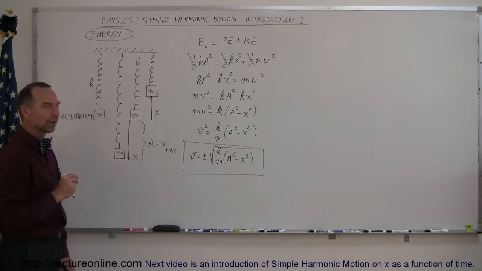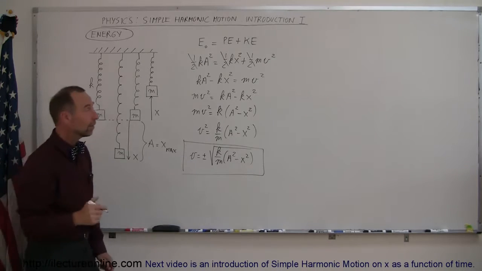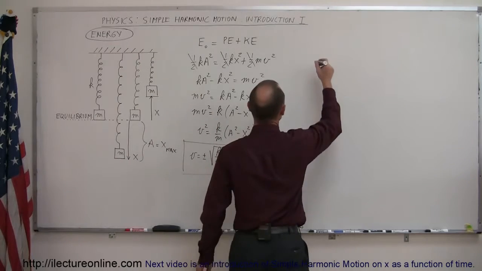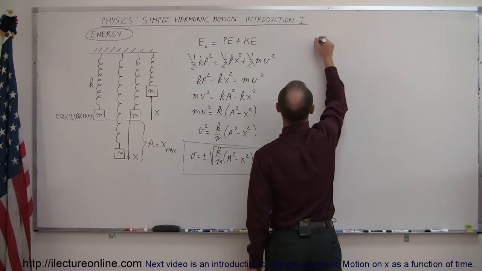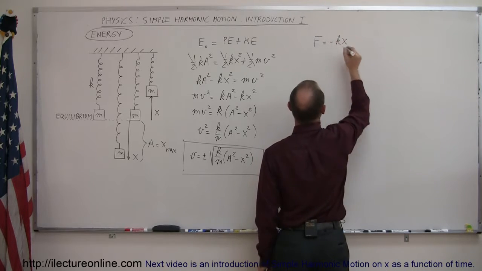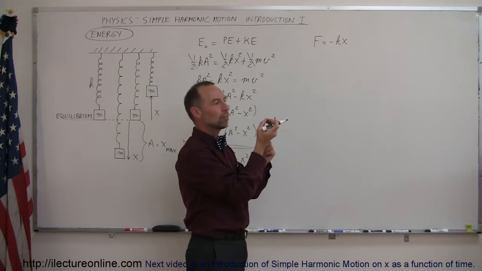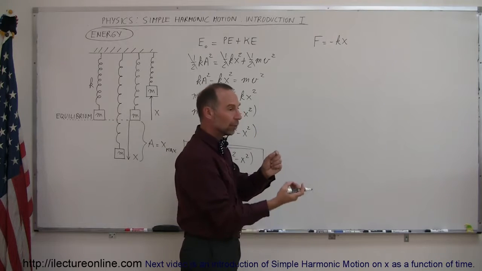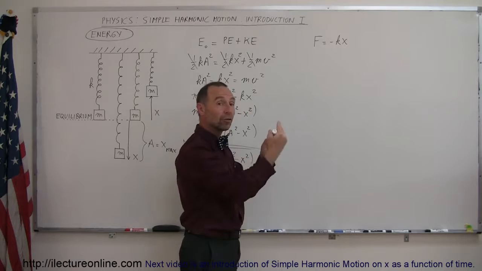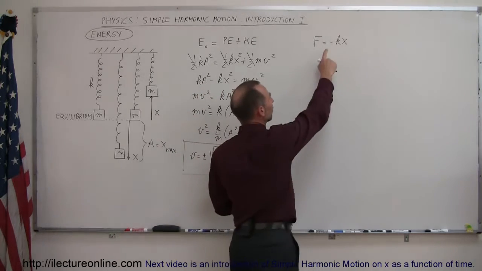Another thing we want to do is figure out the acceleration as a function of position. For that, we use the equation that the force acting on a spring is equal to minus kx. The minus is there because if you pull the mass out in one direction, the force on the spring will be pushing or pulling in the other direction. So that's where the minus comes from.